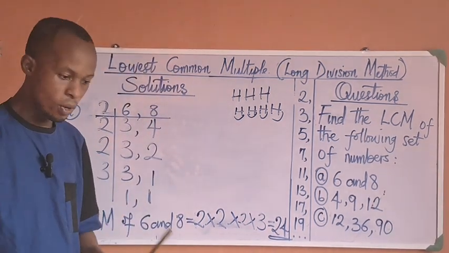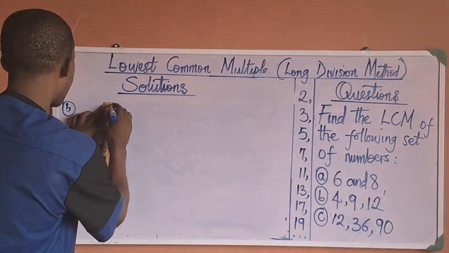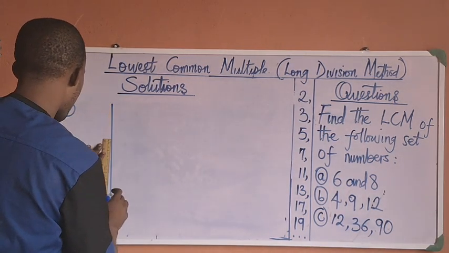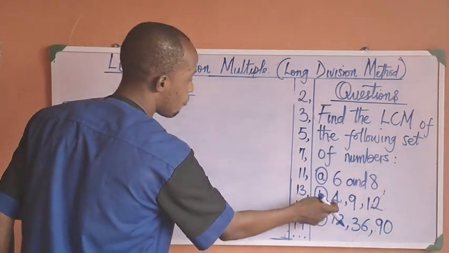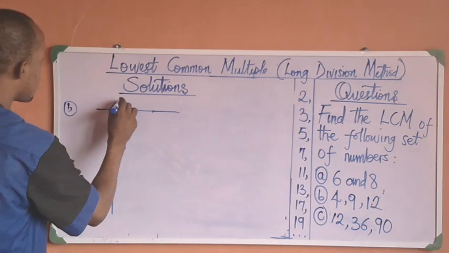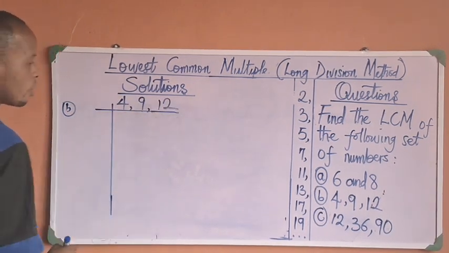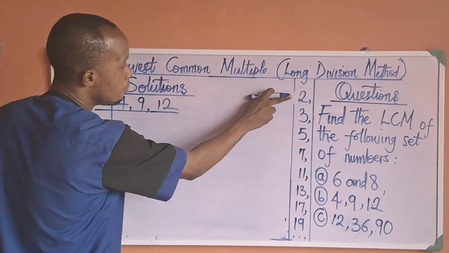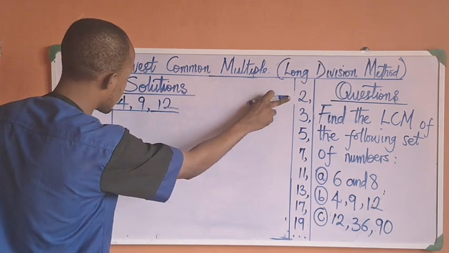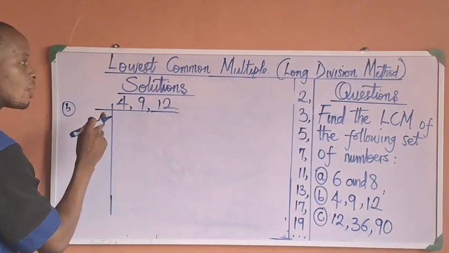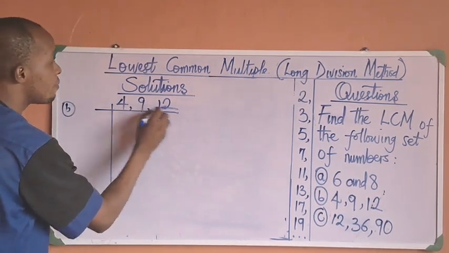We move to the next question. Okay, for question B, I do the same thing, the same steps I followed, drawing my long division line, and then the given numbers are 4, 9, and 12. I place them inside, separating them with a comma. Okay, I'm using my prime factors to divide, beginning from the smallest. And I have to find out if the first prime factor can divide any of the given numbers.